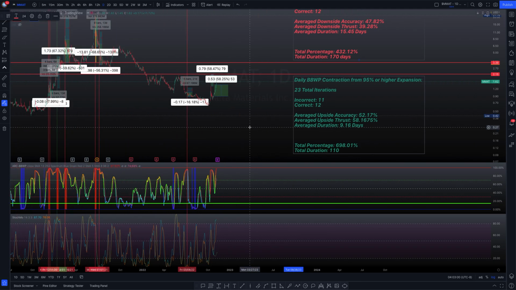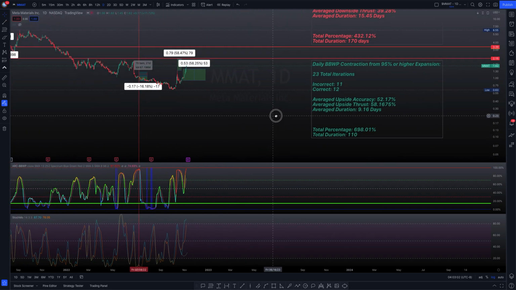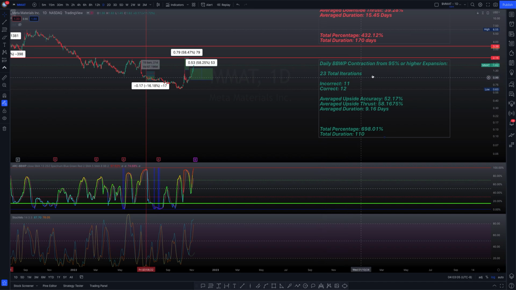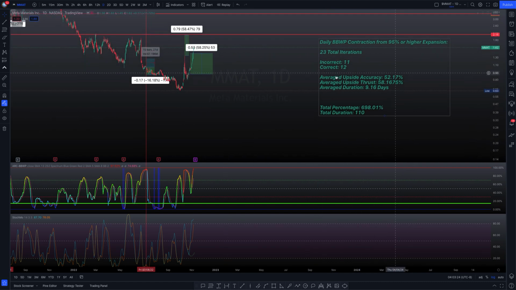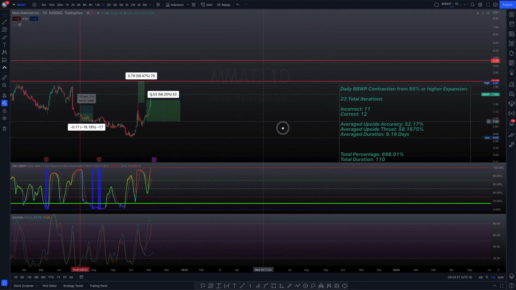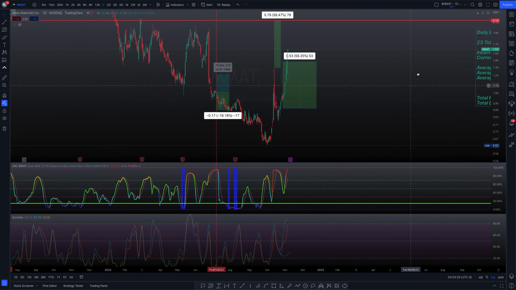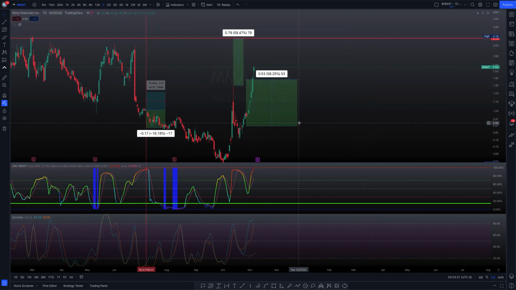Okay, so based on the correct iterations, we have a total of 23 iterations throughout the entire trading history of MMAT. 12 were guessed to the upside. That gives us an average upside accuracy of 52.17% with an average upside thrust of 58.1675% over the span of just over 9 days, you guys. Since the signal fired off, we caught it and we definitely got that move.